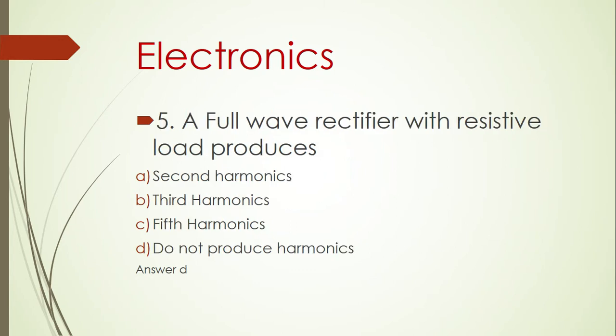A full wave rectifier with resistive load produces option A, second harmonics, B, third harmonics, C, fifth harmonics, and D, do not produce harmonics. Option D is the correct answer. Now let's move to MCQ number 6.